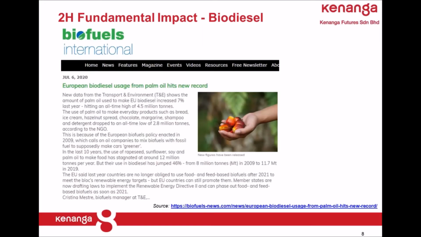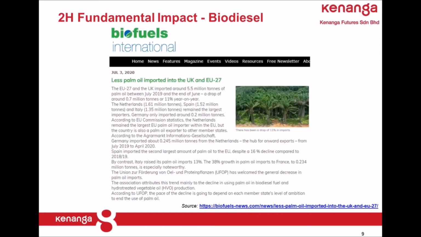And next, this will be some news related to biodiesel usage. As you can see here, this is as of earlier this month: European biodiesel usage from palm oil hits new record. Basically, this is actual evidence that there is benefit in implementing biodiesel to ease up the carbon that we produce globally, and hopefully this will also partially reduce global warming. And this will be some news on less palm oil import into the UK and EU. But in terms of biodiesel utilization, they are actually increasing the usage. It's just that they're importing less due to some trade policy that they've implemented.